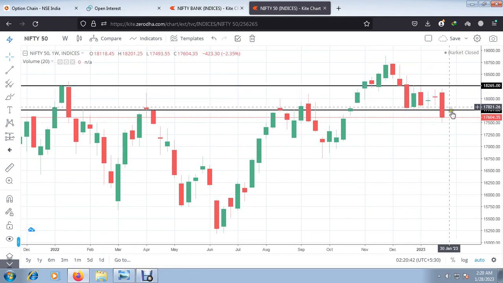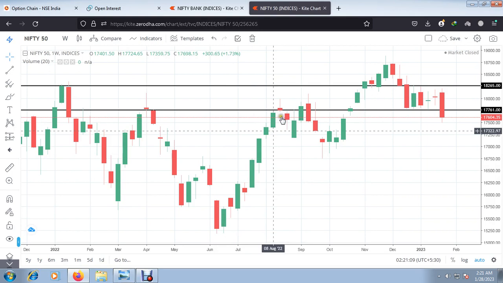Whenever any range is breaking, we have to calculate the length of this range. It is 504 points. Since it has broken 17,761, we can consider another 504 points on the downside. So from 17,761, another 500 points. We are assuming that Nifty can travel up to 17,256 or so. Around the 17,250 figure I am approximately calculating.